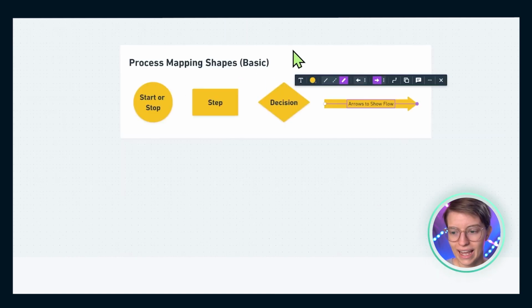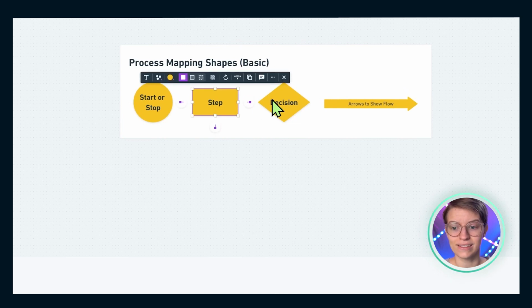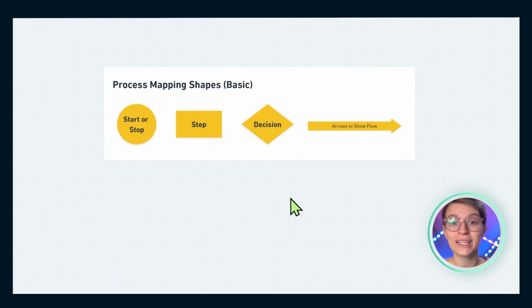When we zoom back out and review these shapes, we've got start or stop, steps, and decisions. So this is our toolbox when it comes to process mapping. And again, process mapping is going to allow us to reflect on what we need to do so we can feel more in control, more efficient, and more on it when we actually need to do that activity.